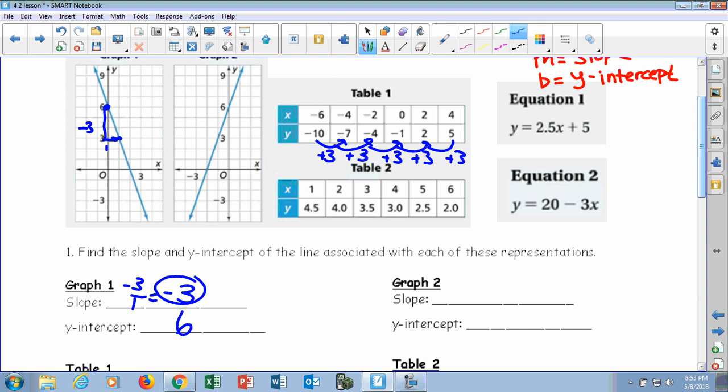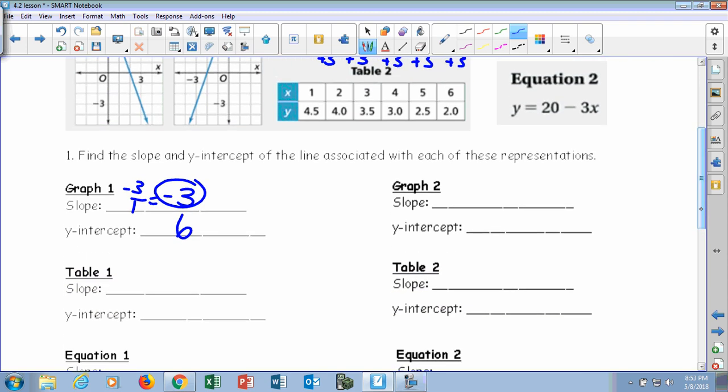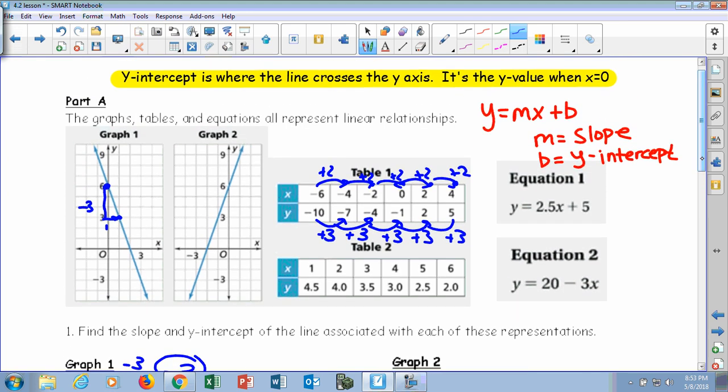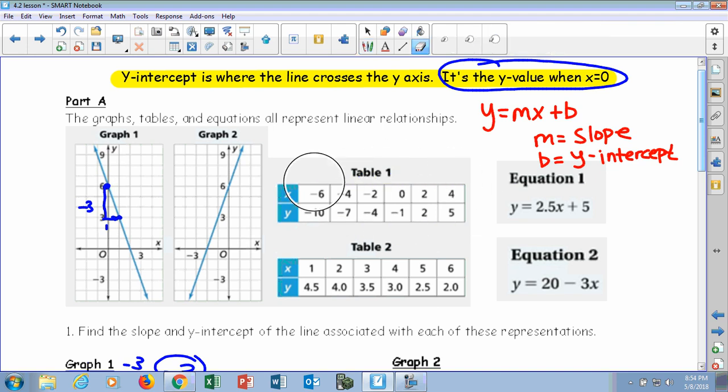So down in table 1, the change in y is 3, and the change in x is going up 2, 2, 2, and 2. So our slope for table 1 is the change in y over the change in x, 3 over 2. Now, let's go back up to table 1, the y-intercept. Remember, there was a very important thing here. This little part can help us find the y-intercept. It's the y value when x is 0. So look in this table here. I'm going to erase all this extra stuff for a second. Where do you see x is 0?